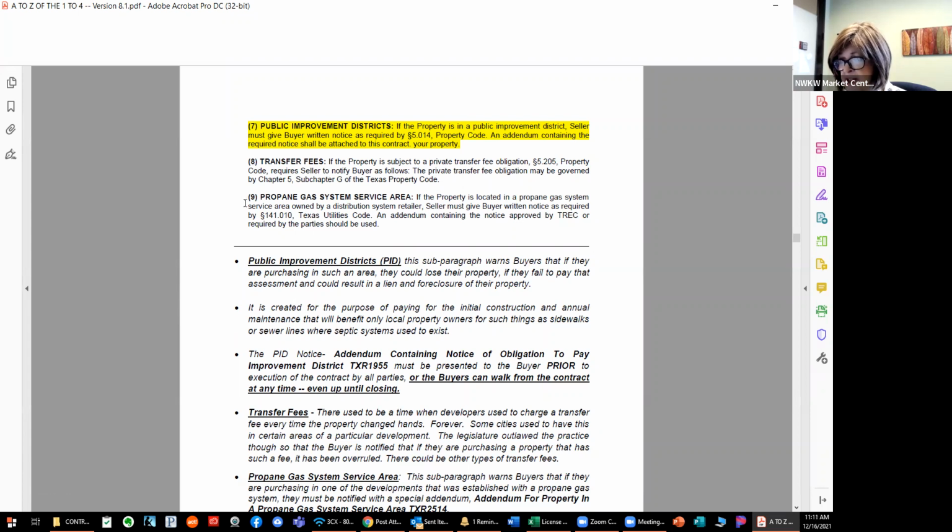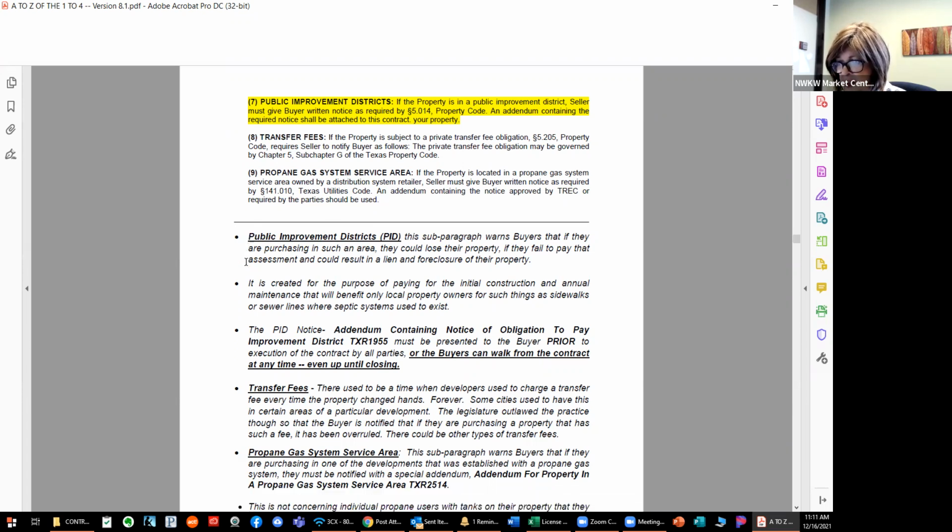There's also transfer fees, propane gas system service areas. They're not talking about propane tanks that are behind grandma's house, or anything like that. They're talking about propane system service areas, like for a whole neighborhood. So just know that there are some areas that have that. And you can also look and see on the Realist report if it has propane, if there's taxation on that. It could be that they have service and it might not show up there. You need to find out if it has propane gas from that neighborhood. So this talks about public improvement districts.